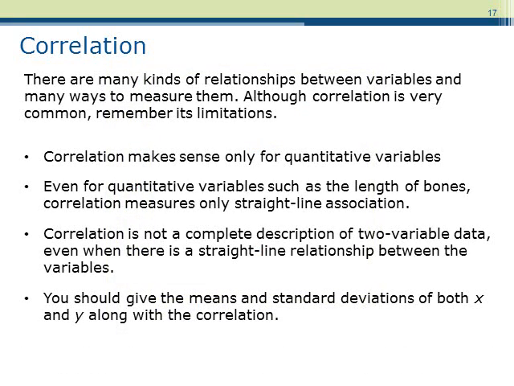So let's close the lecture today by making a few comments about the usefulness of correlation. There are many kinds of relationships between variables and many ways to measure them. Although correlation is very common, remember its limitations. First, correlation makes sense only for quantitative variables and not categorical. Even for quantitative variables, such as the length of bones, correlation measures only straight line association. Correlation is not a complete description of two variable data, even when there is a straight line relationship between the variables. Finally, you should give the means and the standard deviations of both x and y along with the correlation.